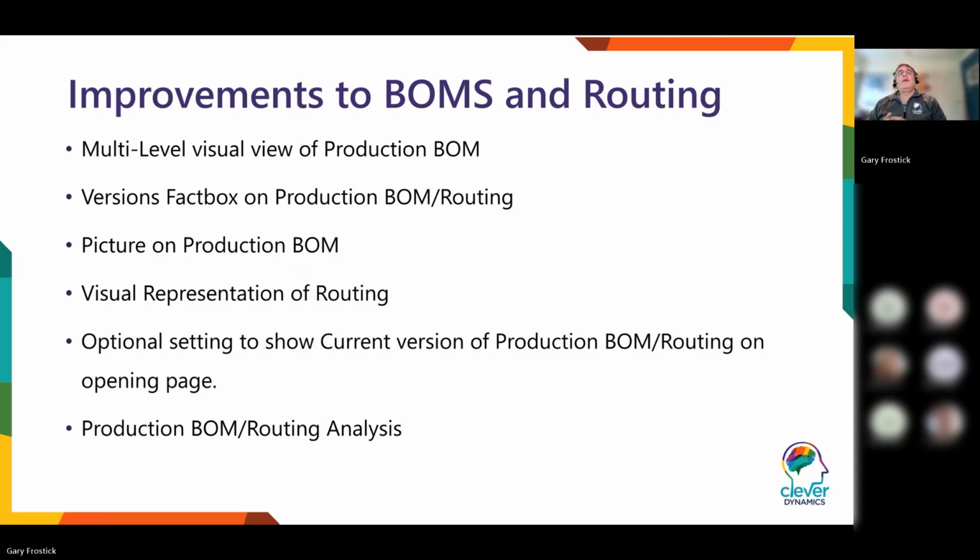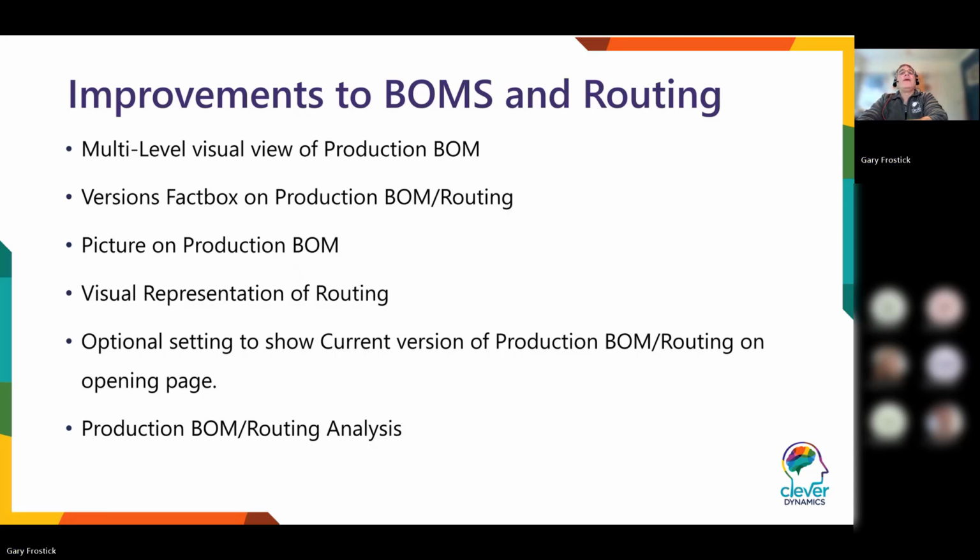So we'll start with general improvements to production bill of materials and routings. A few of the things we've done there is put in a multi-level visual view. So if you've got multi-level BOMs, it's a lot easier to visually see the structure. Versions fact boxes make it easier to deal with versions. Pictures on production BOMs. On the routing, again, we've got a visual representation, so it makes it clear what the routing is, especially if you're using parallel routings. So you can visually see that the routing is correct.